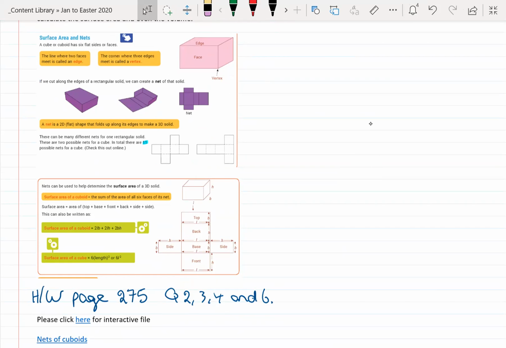We had a look at surface areas of nets, and we looked at nets as a concept, what a net is. So look back at that if you haven't done so already. Please look at that before you go ahead and do today's work.